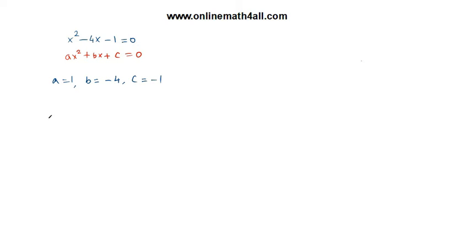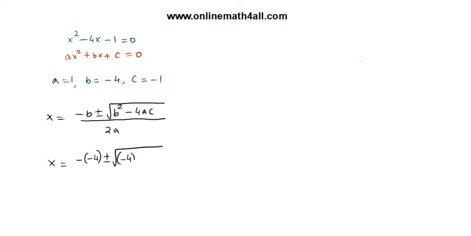We know the quadratic formula, that is x is equal to negative b plus or minus square root of b square minus 4ac over 2a. In this formula you can substitute the values a is equal to 1, b is equal to negative 4 and c is equal to negative 1 to solve for x. So negative of b, which is negative 4, plus or minus square root of negative 4 the whole square, minus 4 times the value of a which is 1, times the value of c which is negative 1, over 2 times the value of a, which is just 1.